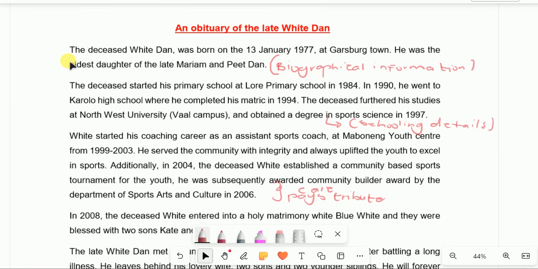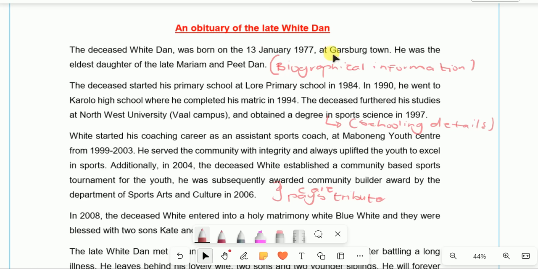So the first paragraph, for me, will have biographical information, where you detail the deceased's name. For example, here the deceased White was born on the 13th, 1977. In other obituaries, they may also include the date of death in the opening paragraph. For me, it is still accurate if you write it that way.